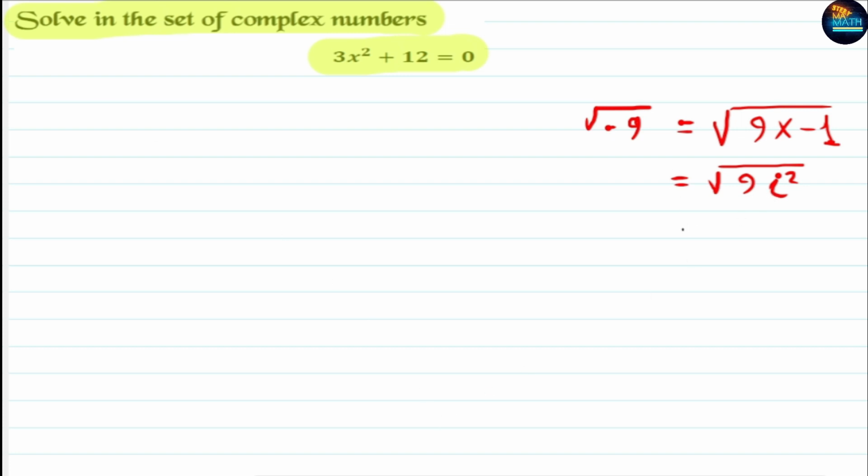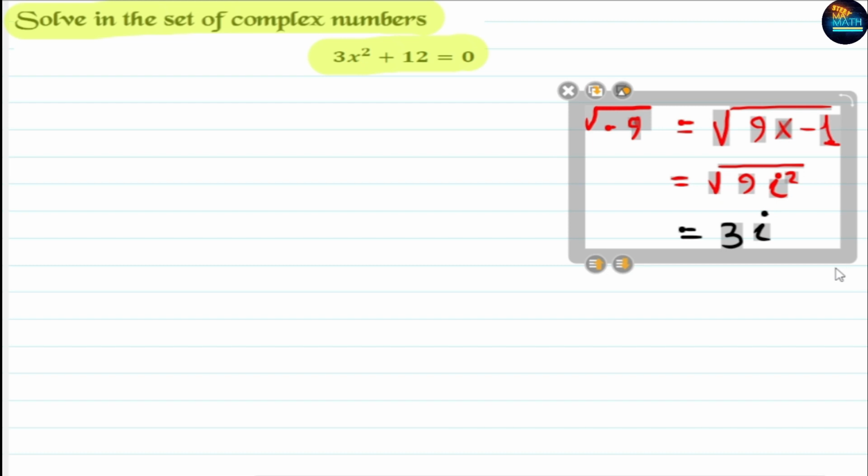Now, what is the square root of 9? It's 3, and the square root of i squared is i. So directly, when you have a negative underneath the square root, that means you have i in the answer. So the answer is 3i.